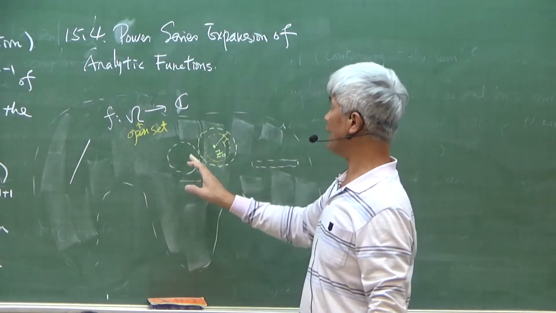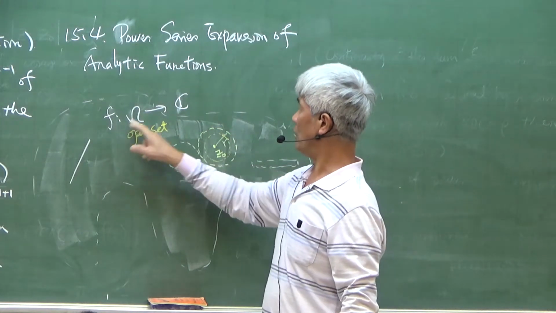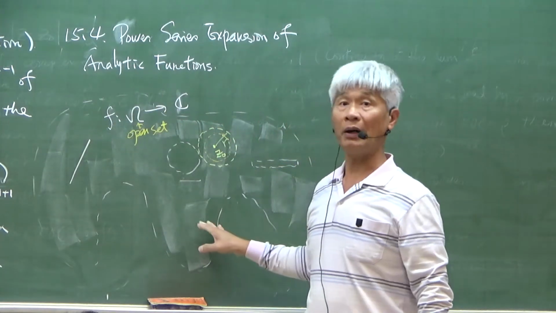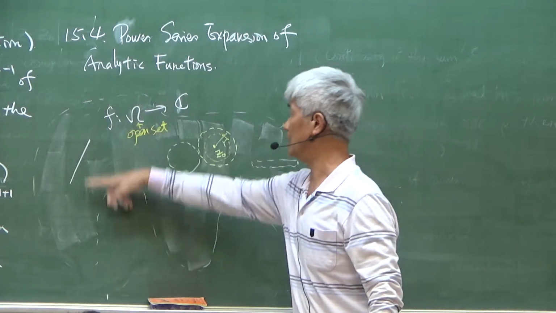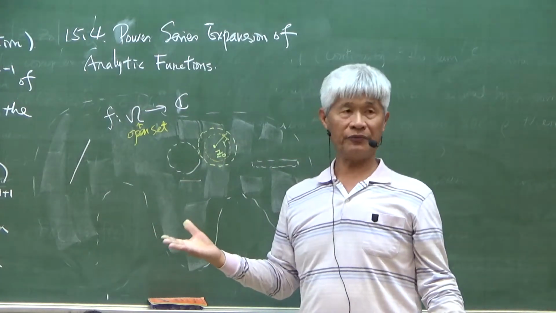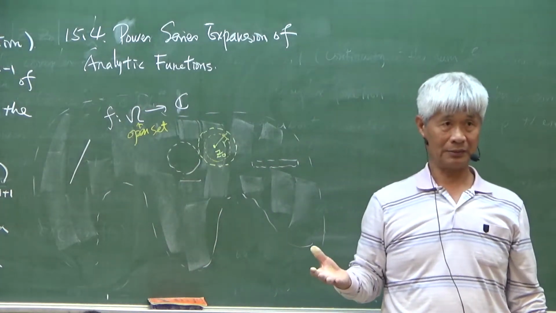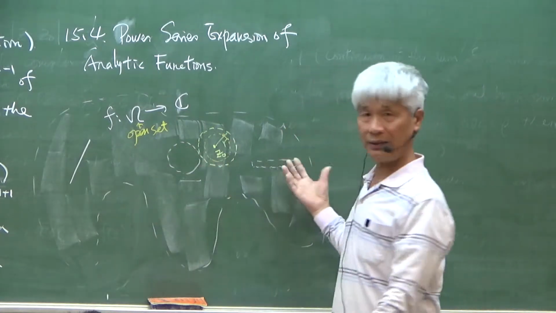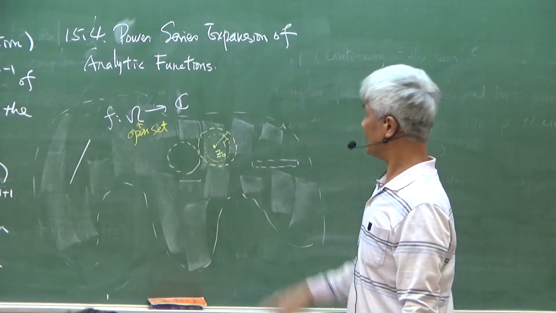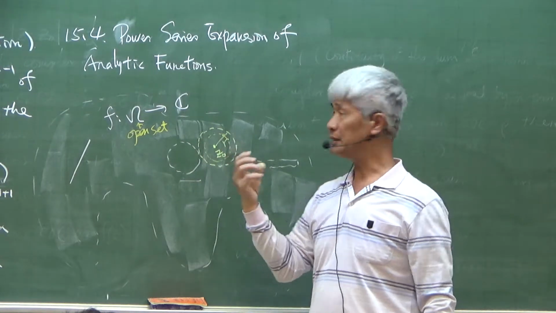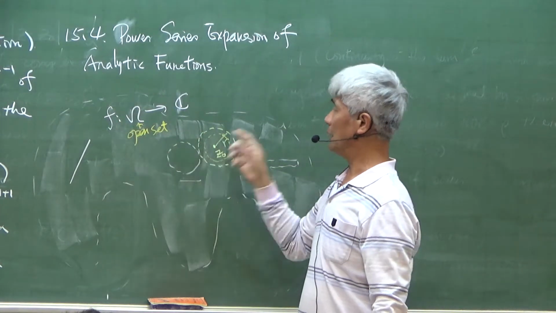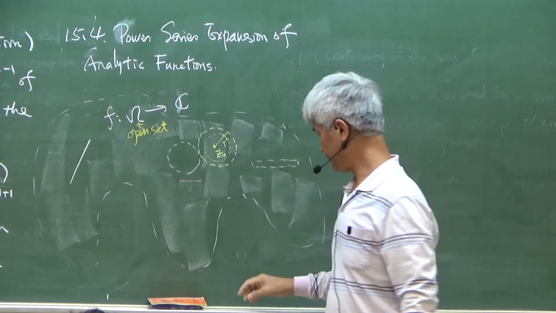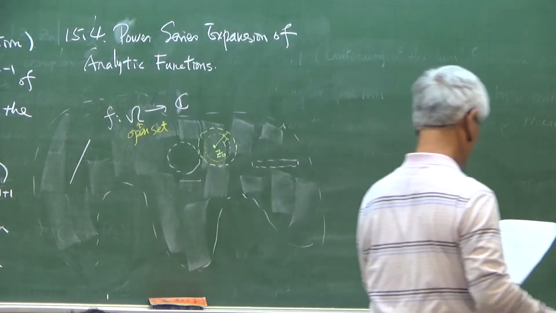Okay, so it's impossible to define f on omega by a power series, because omega is quite often not an open disk. Here you have a hole, you have a cut, a lot of things. But locally, you can define any analytic function by a power series. Okay? Alright, so this is our point.